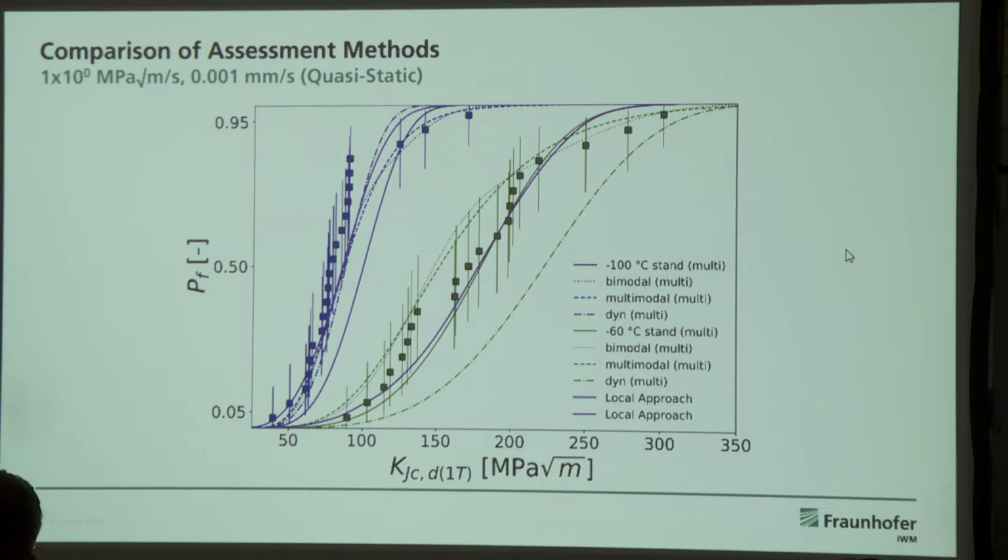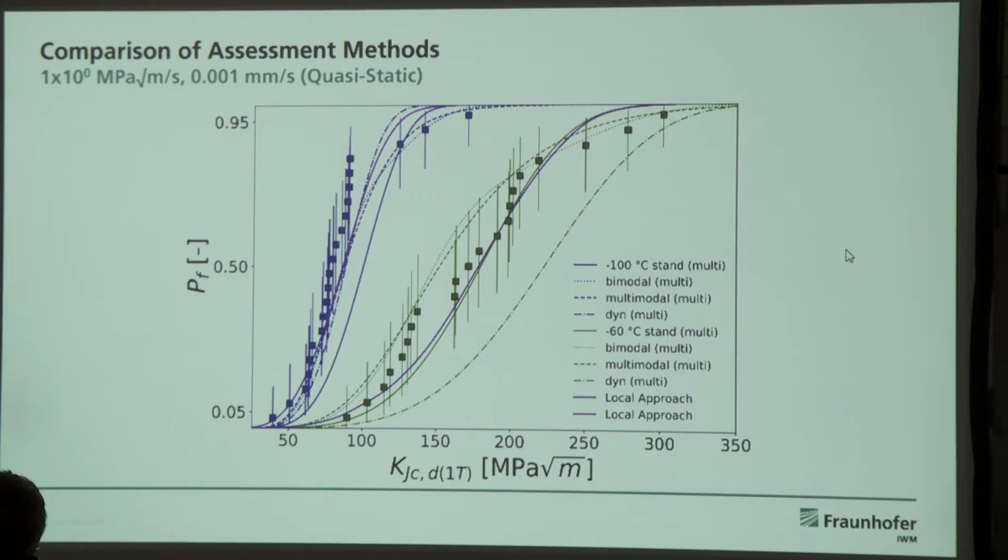Basically, these are the results for the quasi-static testing conditions, and you can see here the probability of failure as a function of K, and you have two test series in this case. The solid line is always the standard master curve evaluation. In this case, it matches these results quite well, a little unconservative, but here we're not conservative at all.